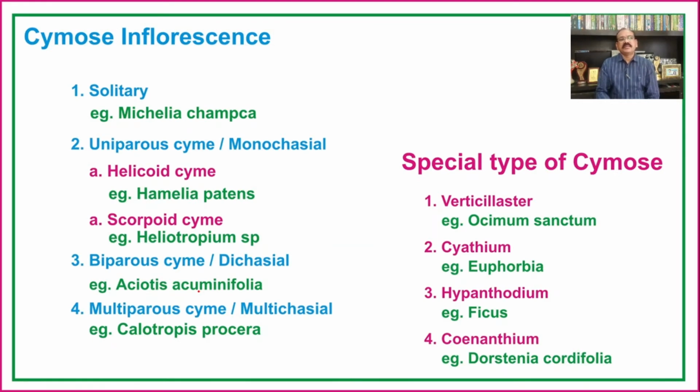The second type, that is Cymose inflorescence, and some other types other than the Racemose and the Cymose are considered as a special type of inflorescence. So in the Cymose, again there are four major types, that is solitary, then uniparous or monochasial cyme, then biparous or dichasial cyme, and multiparous or multichasial cyme. And again the uniparous is classified into two types, that is helicoid cyme and second one is scorpioid cyme. After completion of this cymose, we will see the special type of inflorescence.